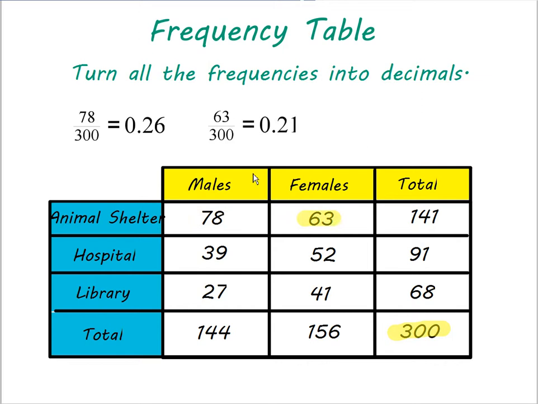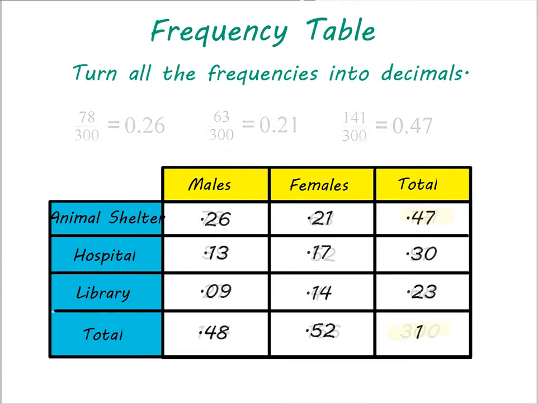Then I'm going to take 63 and divide it by 300. And I'm going to put 0.21 in that spot. I'm going to do the same thing with all of those numbers. I'm going to divide them all by 300 until I have decimals.